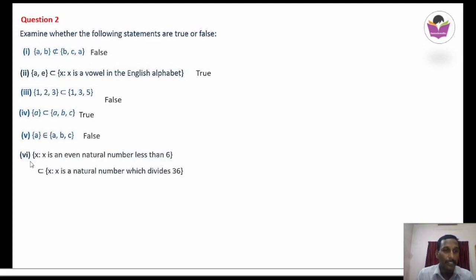Next is question number 6. Set of x such that x is an even natural number less than 6. Then here is a subset of x such that x is a natural number which divides 36. So both are in set builder form. We have to write it separately. X is an even natural number less than 6. Even natural numbers are 2, 4, 6, 8. Even natural number less than 6 means only 2 and 4.